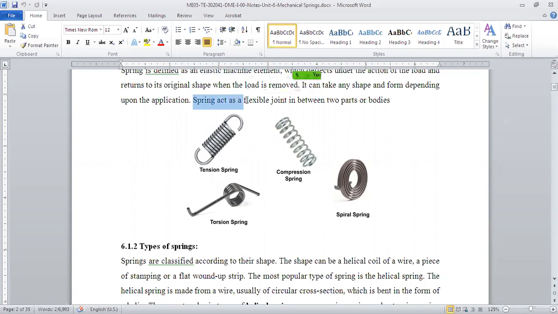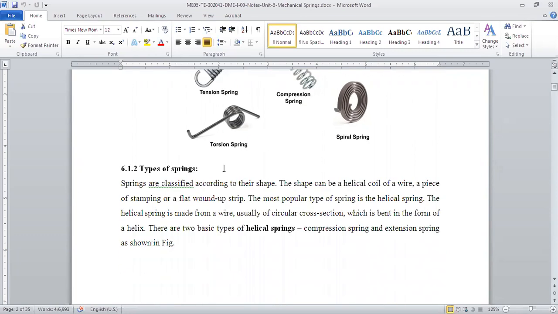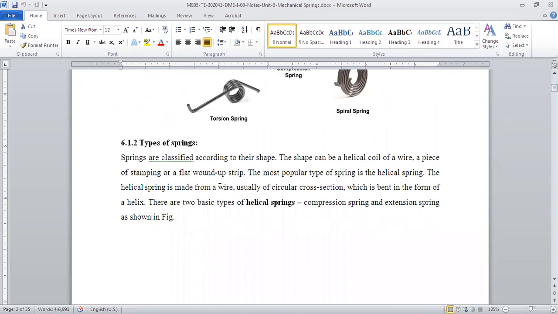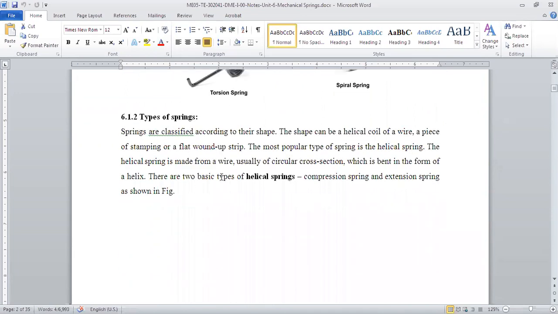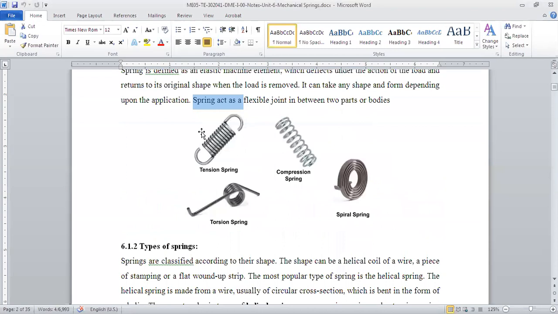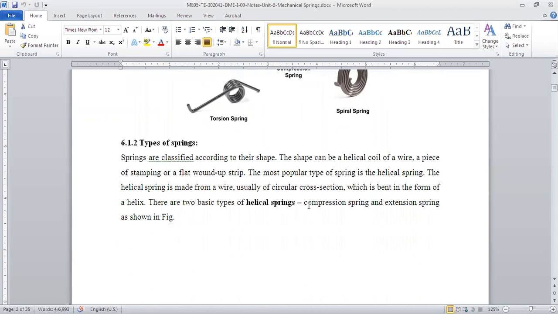We have seen very few springs. So we'll talk about those types of springs, and how they are different from each other. Depending on the shape of the spring, the springs are classified, right? As we quickly talked about, helical spring means the wire is coiled. That's why the shape is helical, and that's why they are called helical springs.